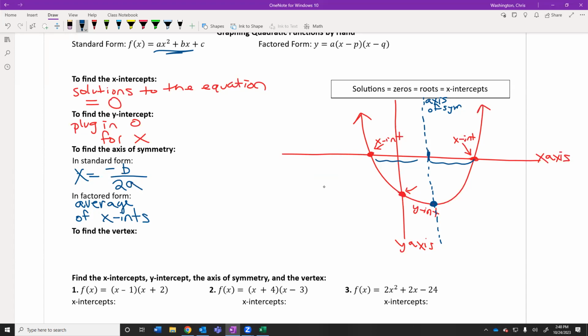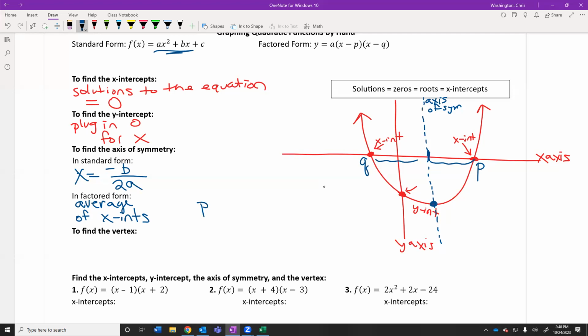So in our factored form, x minus p, p would be the x-intercept, and x minus q, q would also be an x-intercept in this case. What are p and q? P and q are just some random numbers, okay? They represent the factored form, and if we change the sign, we get the x-intercepts.